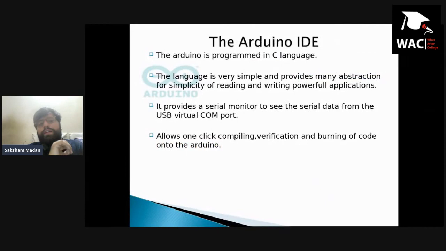Okay. So a lot of you guys were asking me in which language we use Arduino. The language will be C. It provides us a serial monitor to see serial data from a USB and virtual COM port. So I'm going to show you guys something.